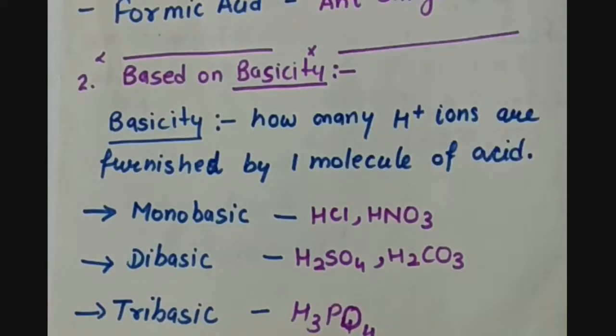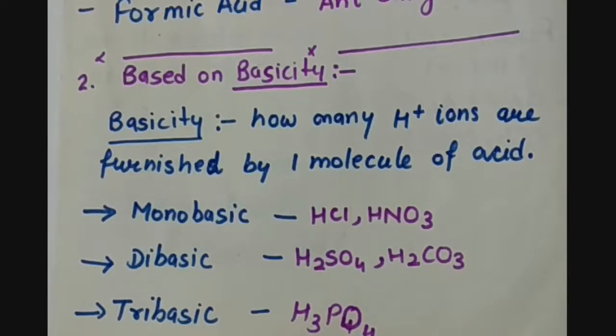Now second type of classification is based on the basicity. Basicity is how many H plus ions are furnished by one molecule of acid in aqueous state. So when we are dissolving some amount of acid, it must be having some particular number of molecules of acid in aqueous state. So basicity is the measure of the number of molecules which are dissociating, or you can say how many H plus ions are furnished or are given by one molecule of acid.